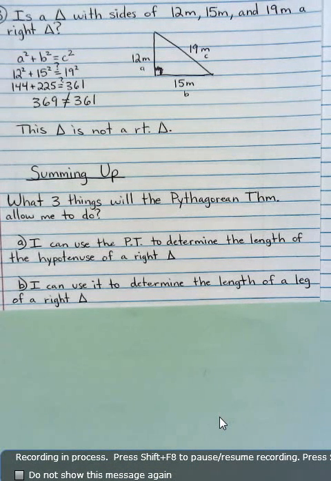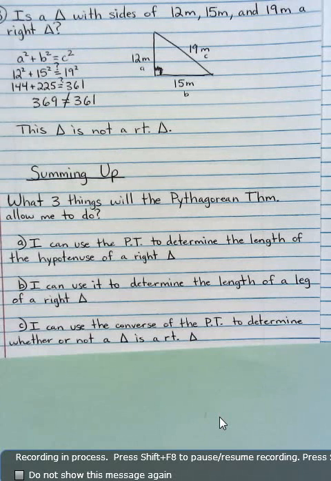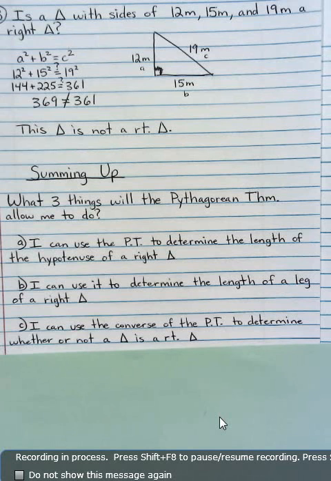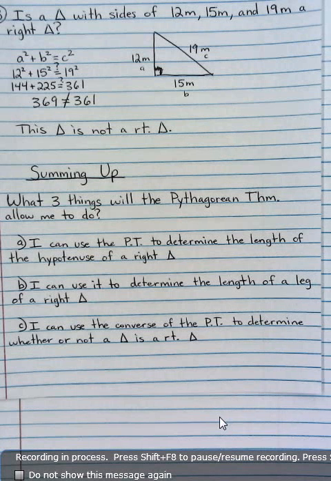And lastly, I can use the converse of the Pythagorean theorem to determine whether or not a triangle is a right triangle. So folks, please come tomorrow with any questions and be able to tell me what you can do using the Pythagorean theorem.